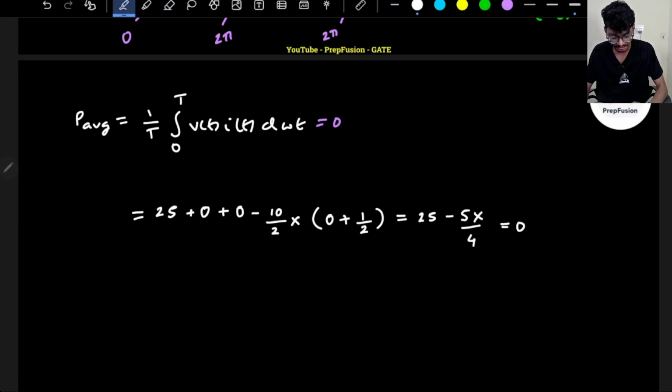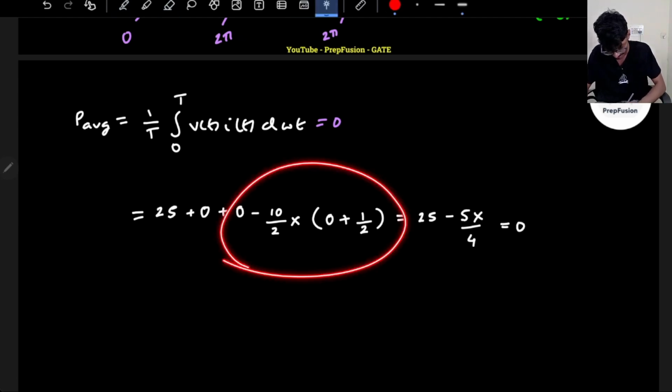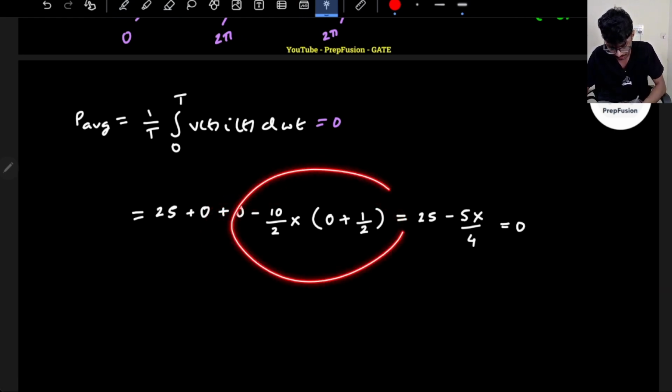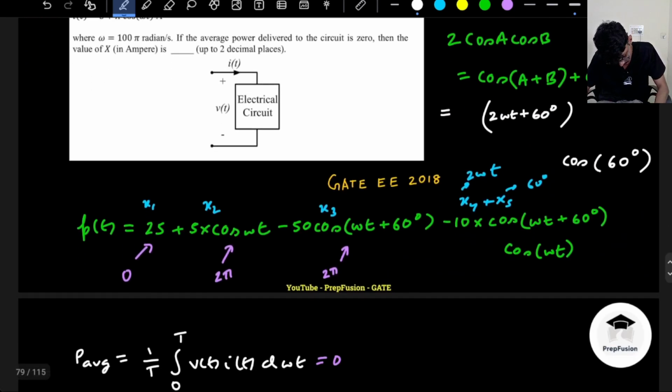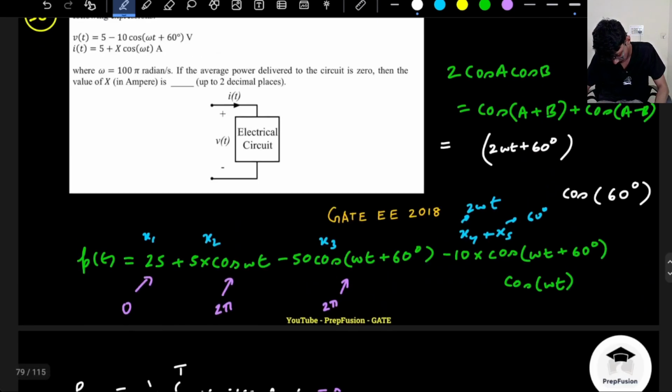Now I hope you are understanding why it is equal to 0: due to this component, because it is negative, I am getting 0. So this will be equal to x equals 20. So your answer will come out to be 25? Am I making some mistake, because actually the answer is not 20. What kind of mistake am I making?